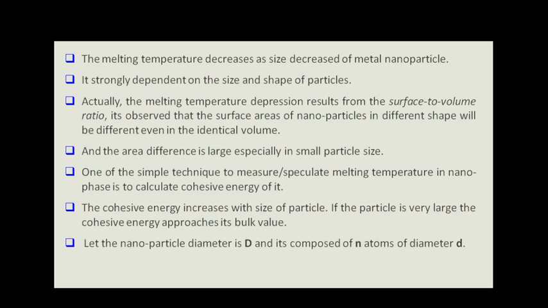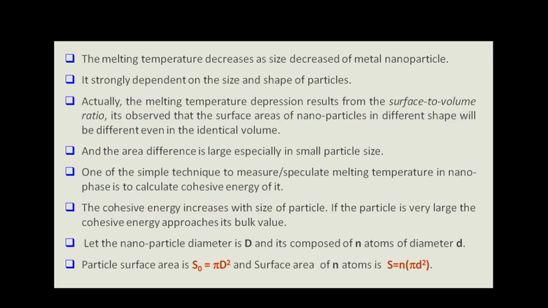Let the nanoparticle diameter be D and let it be composed of n number of atoms having diameter small d. So do remember, capital D is for the particle size, and small d is for the diameter of the atom within the particle. If I consider the particle as spherical, then S0 is considered as the particle surface, and it would be pi D square, or you can say 4 pi r square, it is one and the same.